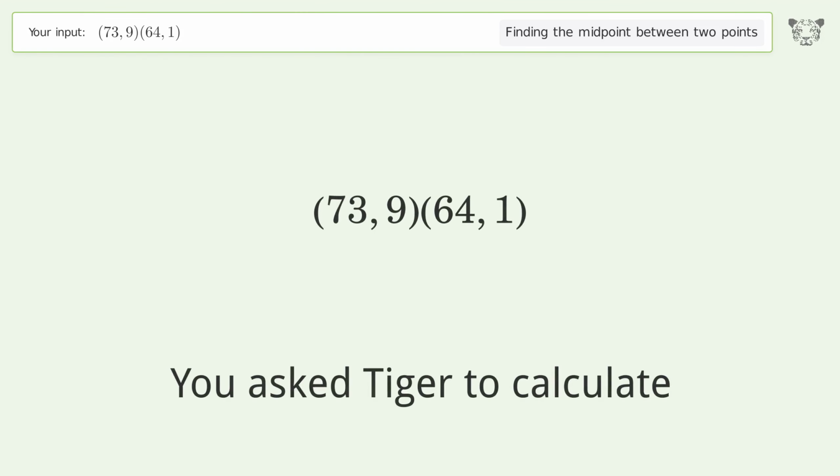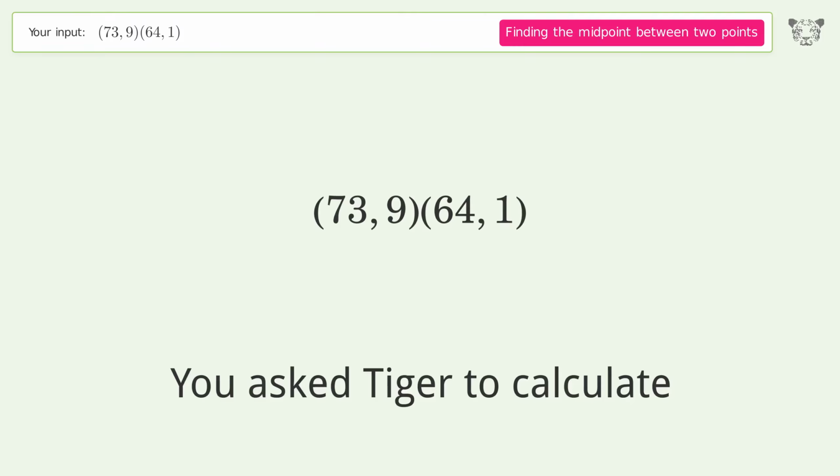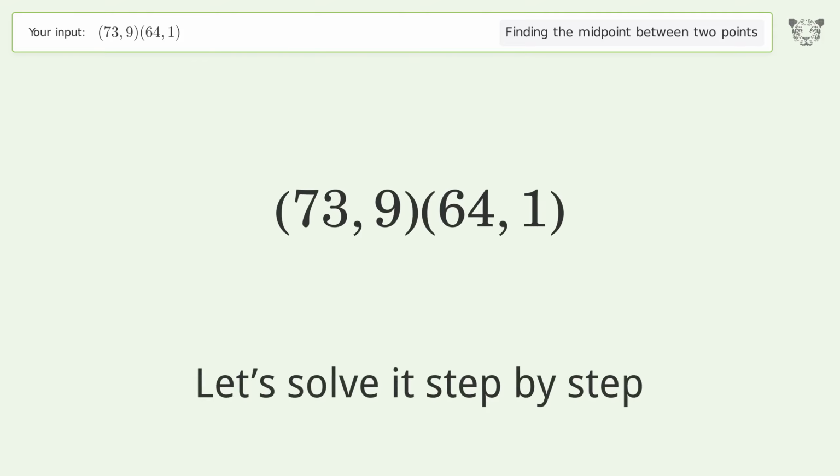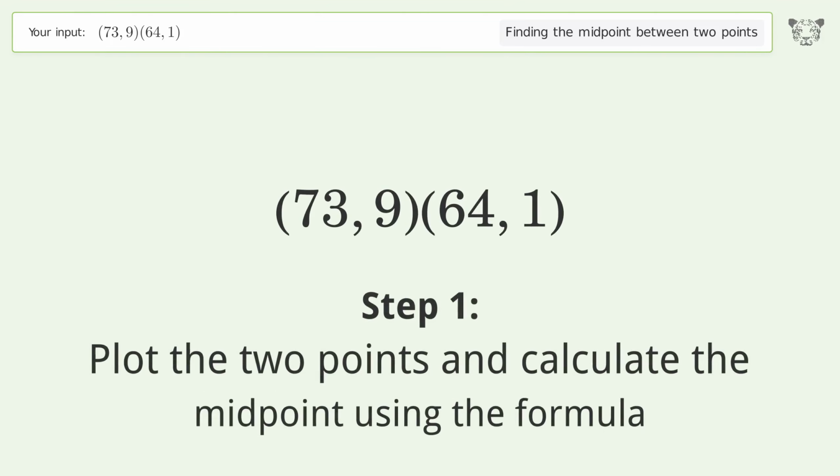You ask Tiger to calculate. This deals with finding the midpoint between 2 points. The midpoint between the 2 points is 68.55. Let's solve it step by step. Plot the 2 points and calculate the midpoint using the formula.